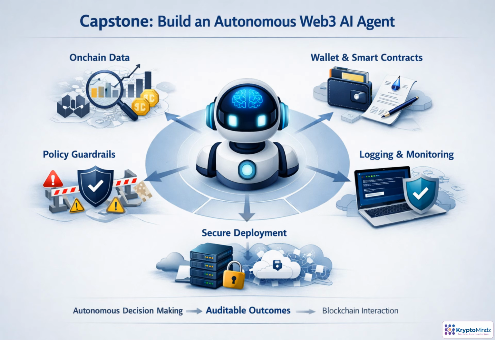This capstone brings everything together. You'll build an autonomous Web3 AI agent that can reason, read on-chain data, interact with wallets or smart contracts, follow guardrails, log decisions, and deploy as a portfolio-ready prototype.